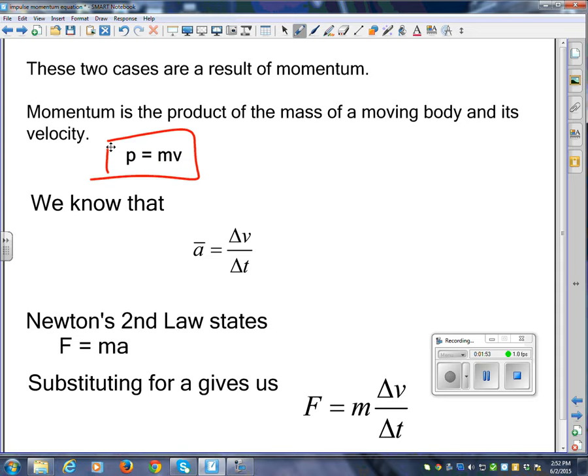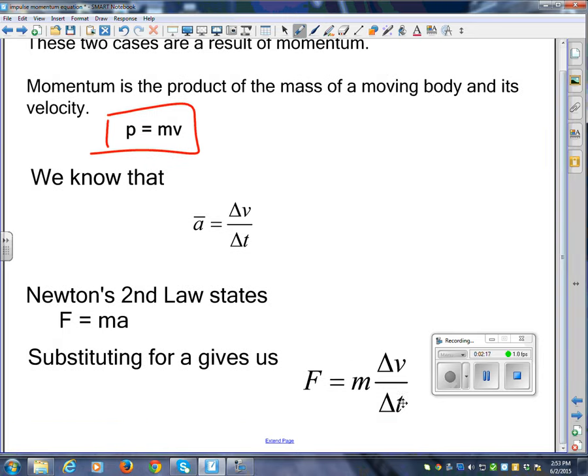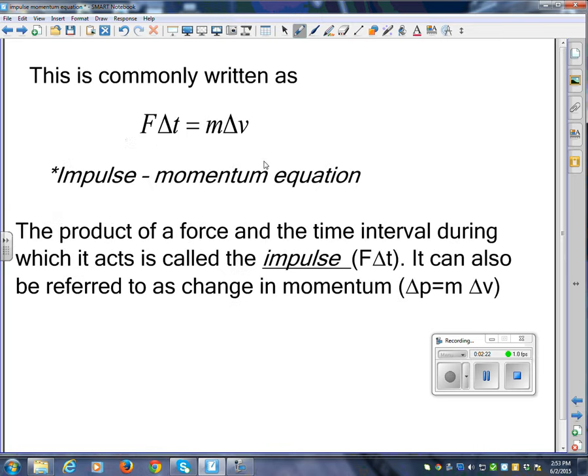Here's the derivation part. You might remember from the good old days, a equals delta v over delta t. Newton's second law states that F equals ma, so I'm going to take this value for a and plug it in there, and I get F equals m times delta v over delta t. Good so far? I'm going to rearrange that. I'm going to get the delta t out of there. I multiply both sides by delta t, and we rewrite it as F delta t equals m delta v. And this is known as the impulse momentum equation.